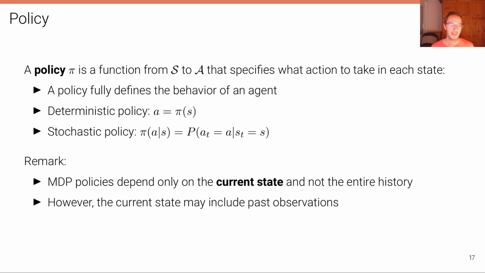As a little remark, MDP policies depend only on the current state, as you can see here, and not the entire history. However, the current state may of course include past observations. That's just a matter of how we define the state. We can define the state as a buffer of frames, for example, a buffer of the last 10 frames of images that we have observed as an agent. And that's perfectly fine in this formalism. It's just a matter of how we define the state.